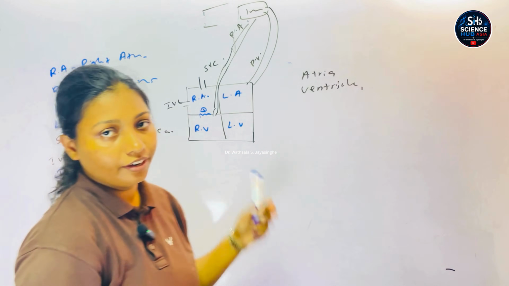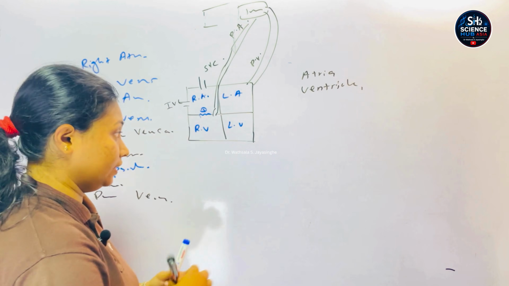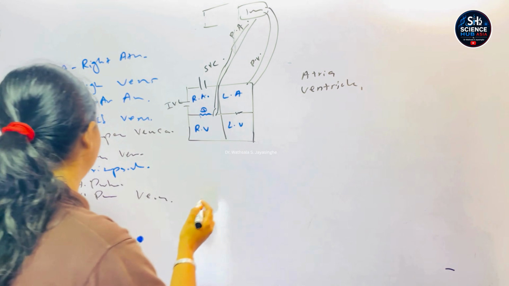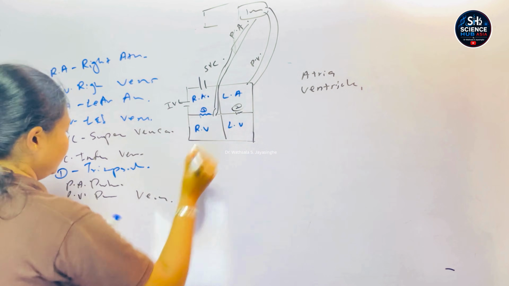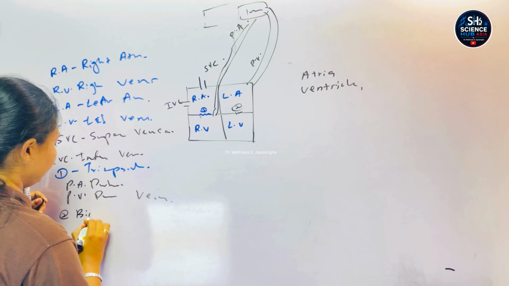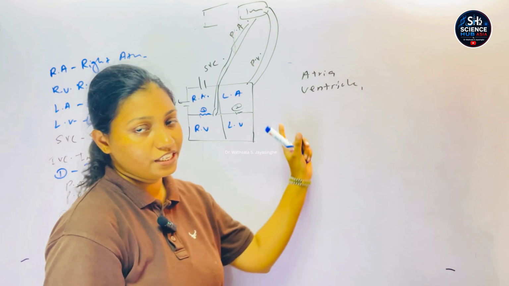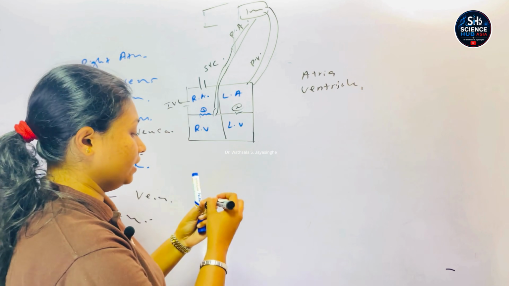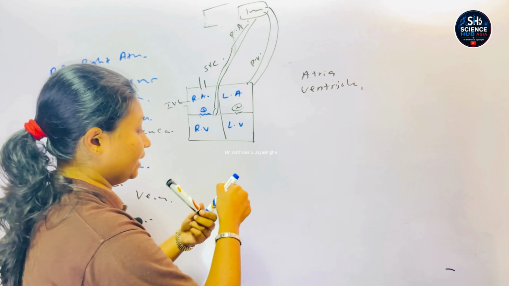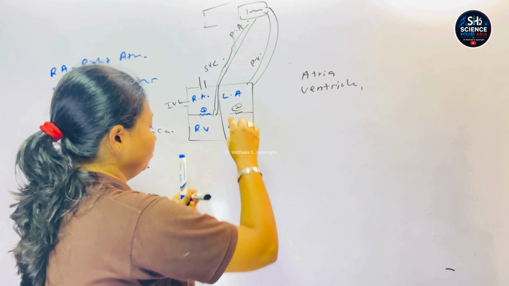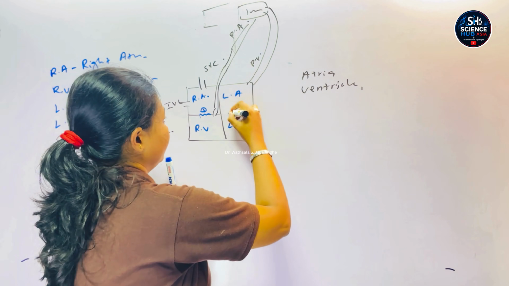And then the left atrium is filled with blood. That oxygenated blood will go to the left ventricle through the bicuspid valve. I'll put number 2 here, through the bicuspid valve. And then the left ventricle is filled with oxygenated blood. That oxygenated blood will be carried all over the body by the aorta.